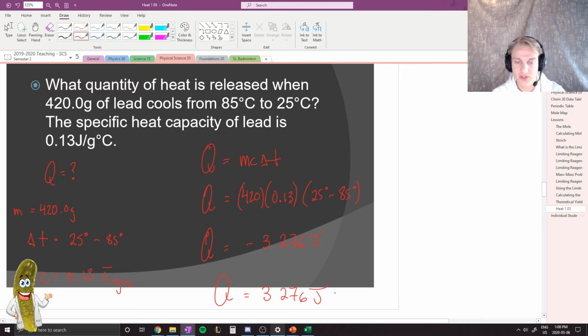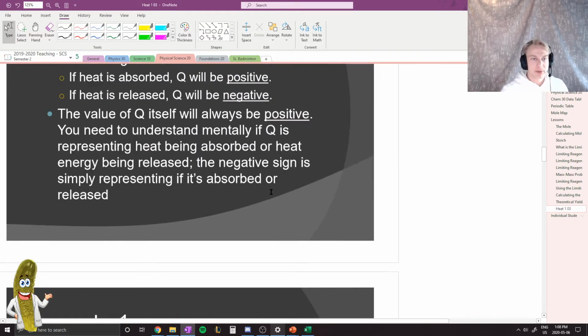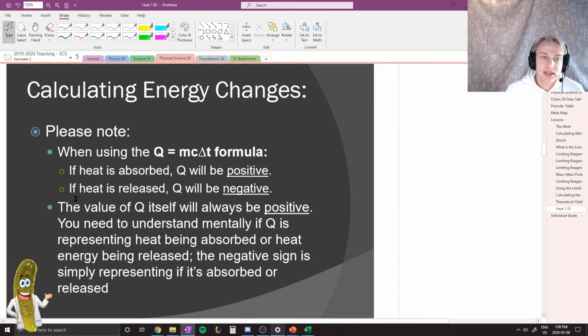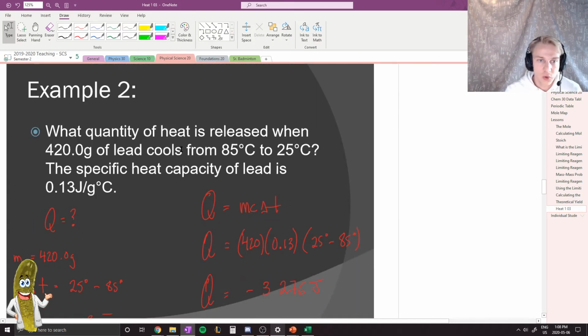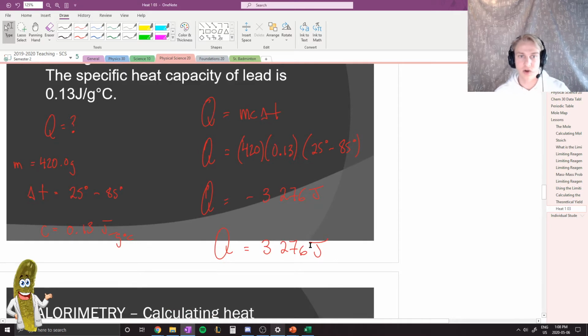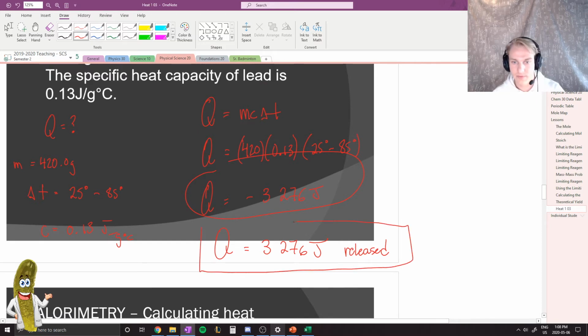3,276 joules. And then we would scroll back up and see if the heat is being released, Q will be negative. And in this case, we were told that heat is being released. So our Q value, as we discovered, was negative here. So we would say that there was 3,276 joules released. And that would be our final answer. It would be this one down here. That would be how we'd want to report that answer.